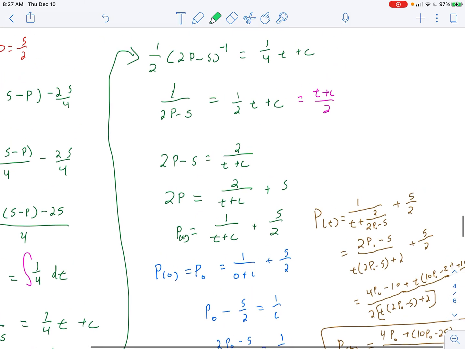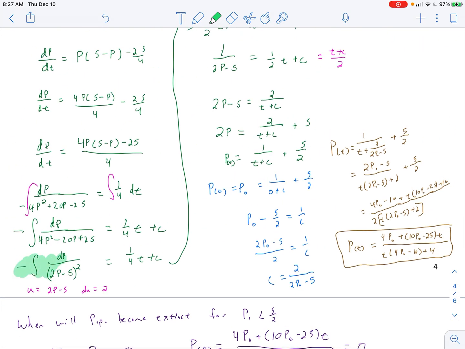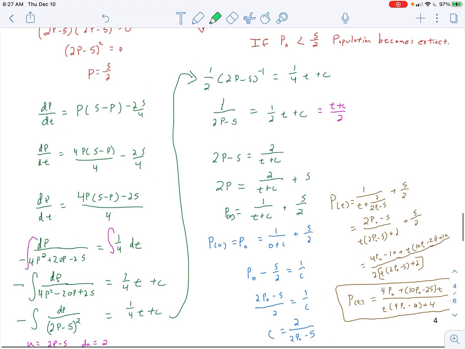So then I'm just left with... So when we integrate this left-hand side, we're just going to get 1/2 times 2p minus 5 to the negative 1. I'm sorry, 1/2. I was wondering where that 2 went.